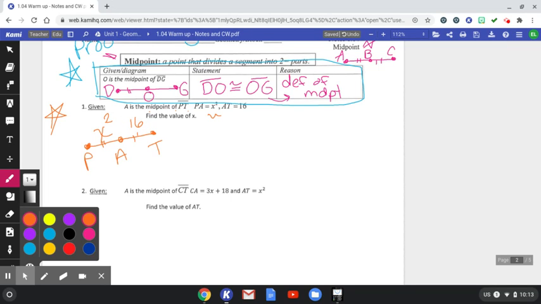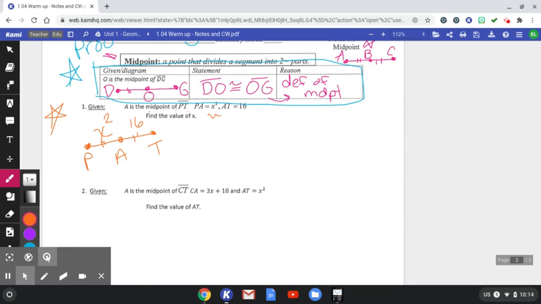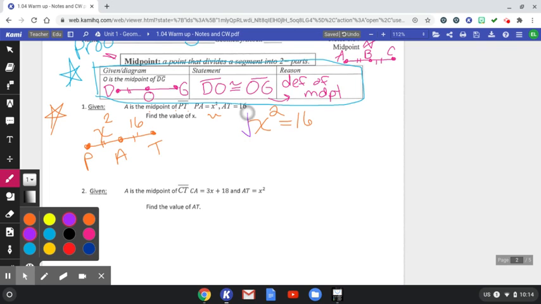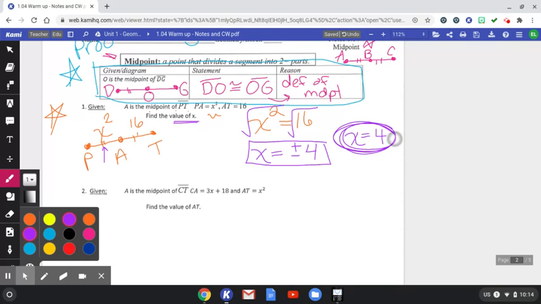So what we're going to do here is set those two pieces equal. So since PA and AT are equal, we're going to set them equal. So x squared equals 16, and we can solve for x by taking the square root of each side like we just practiced on the warm-up. So x equals, now remember, we always have two answers, plus or minus 4. But for our case, can this length be a negative 4? No. So we're just going to keep it safe and accept the positive answer here. So the value of x would be 4.